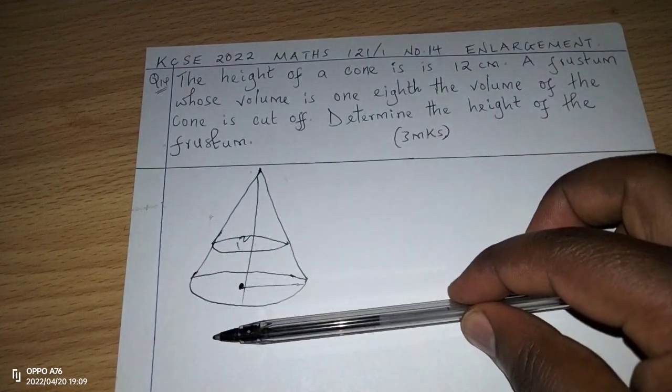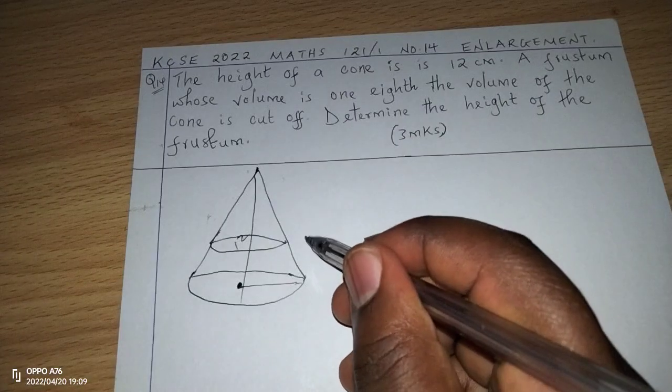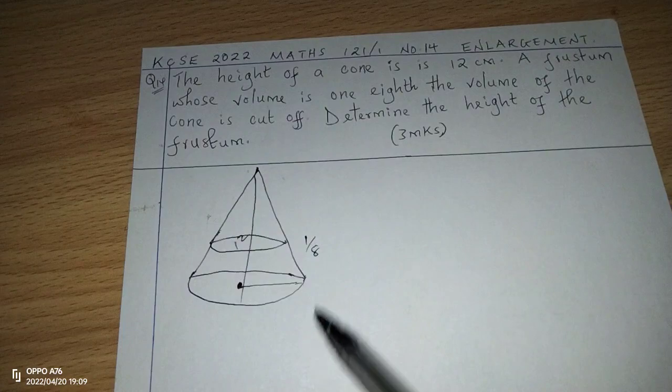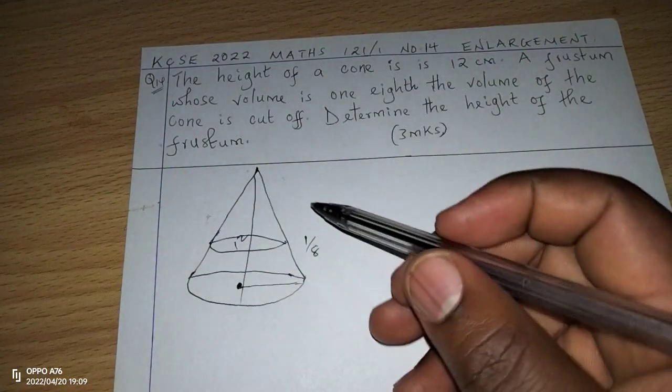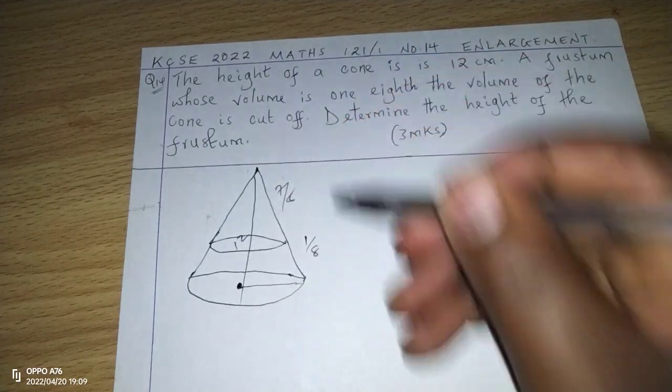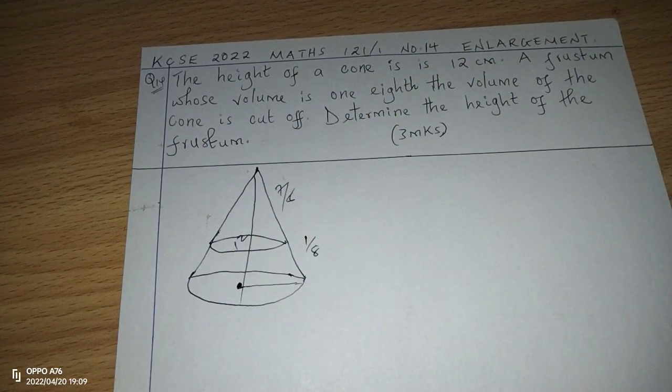Therefore, the frustum now is taken away, and we are told that this frustum has a volume which is an eighth of the cone's volume, which means the smaller cone which is left here now is having 7 out of 8. Therefore, for us to apply similarity and enlargement, we should first of all compare volumes to get the volume scale factor, and we again compare the heights so that we get the linear scale factor.